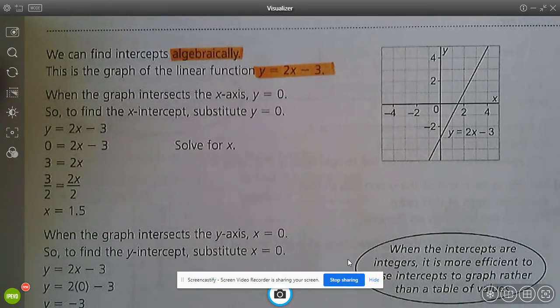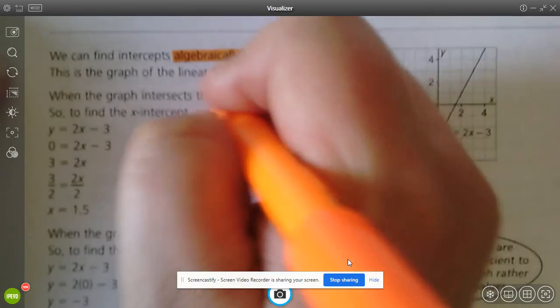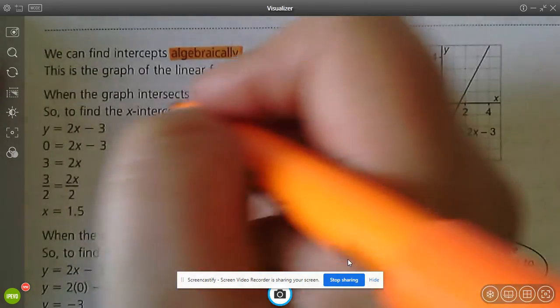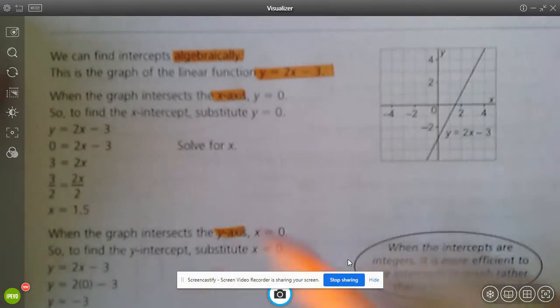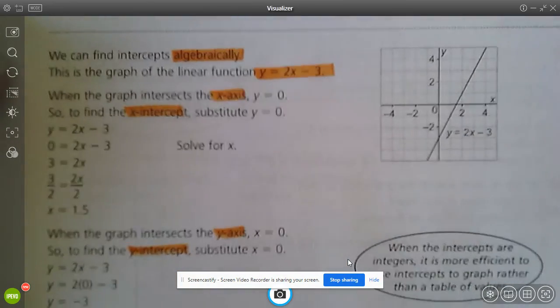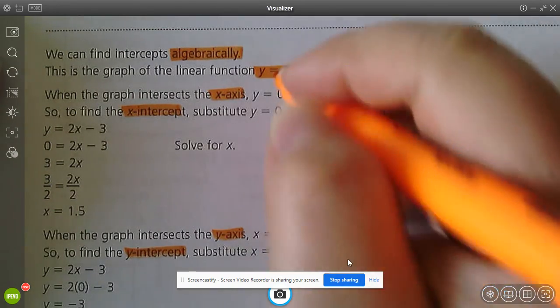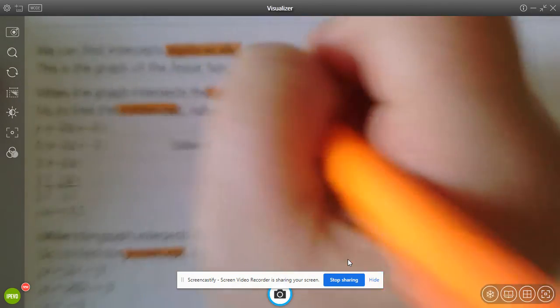Okay, so we can find both our x-axis intercept and our y-axis intercept, or our x and y intercepts, by doing two things. So when the line crosses the x-axis, that means that y is going to be equal to 0 at that point.